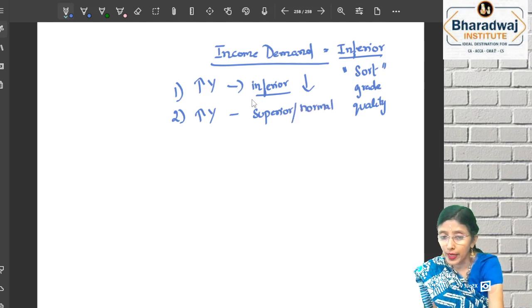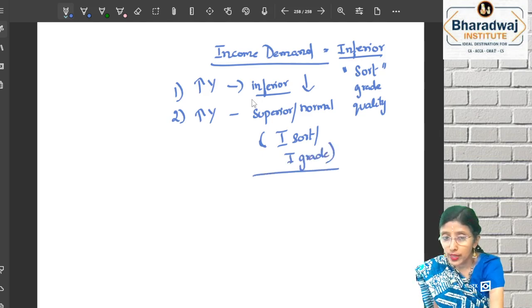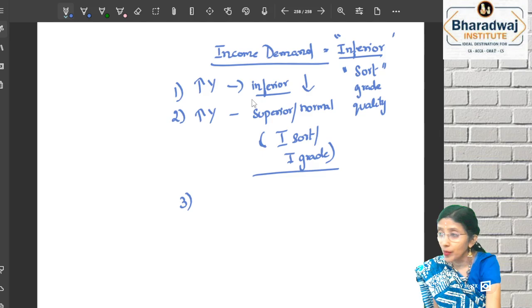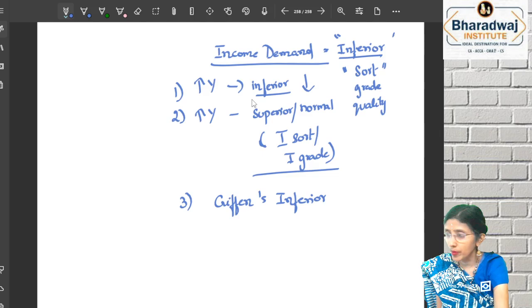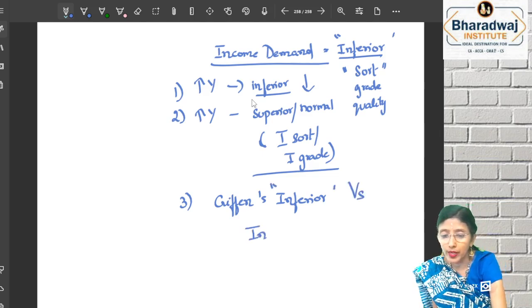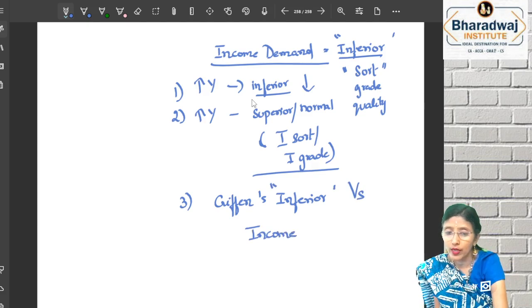What does it imply? First sort. First grade quality. So this inferior is not the same as Giffen's inferior. Please note down this point, because in some way this question is inserted in all the question papers: Giffen's inferior versus income demand inferior. Otherwise you cannot handle questions.